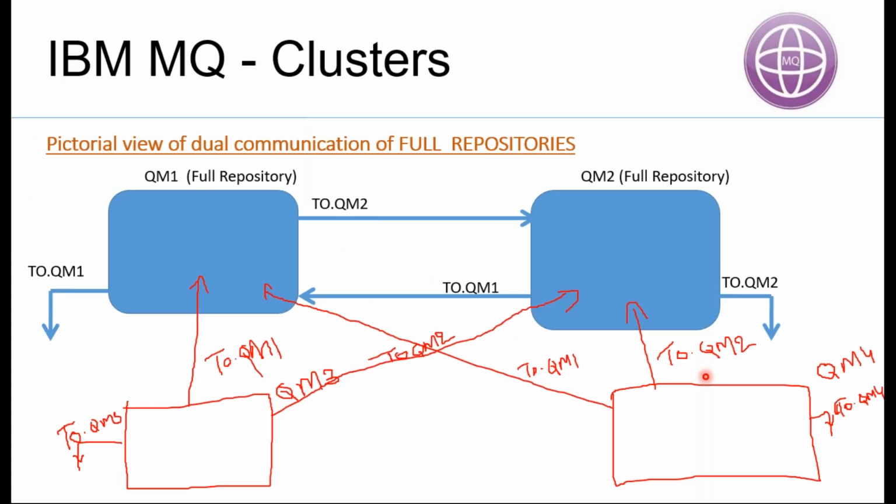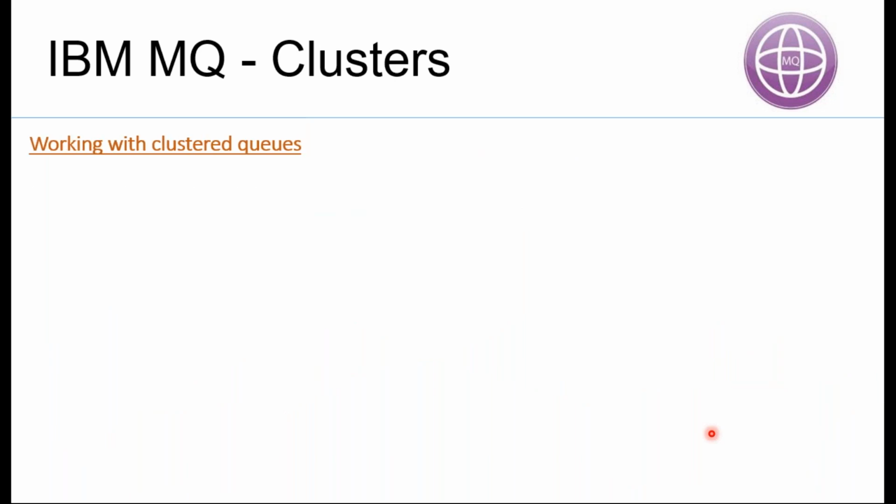It means we are going to create a local queue in QM4 and make it a member of the cluster, and we are going to put messages from QM4, from QM2, from QM1 and from QM3. Let's see whether this is possible, or what happens when we put messages in a cluster queue from other queue managers of the same cluster. That is what we are going to observe.